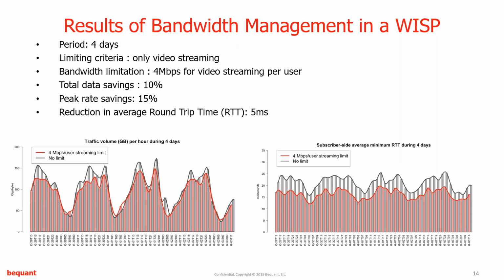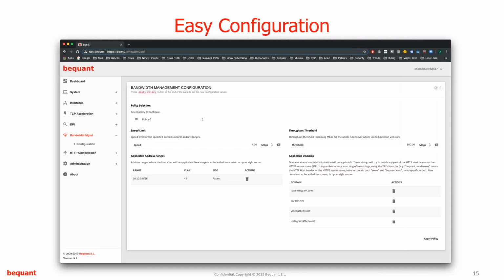So we have here a case in which limiting the speed of certain applications can actually improve things. You can do this not so much for bandwidth saving, but for actually improving the overall quality of your network. And you can do this in a simple way through our system, because you can select which applications you want to limit.